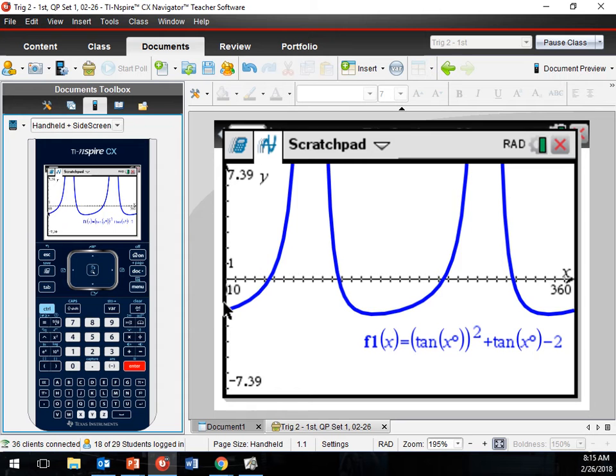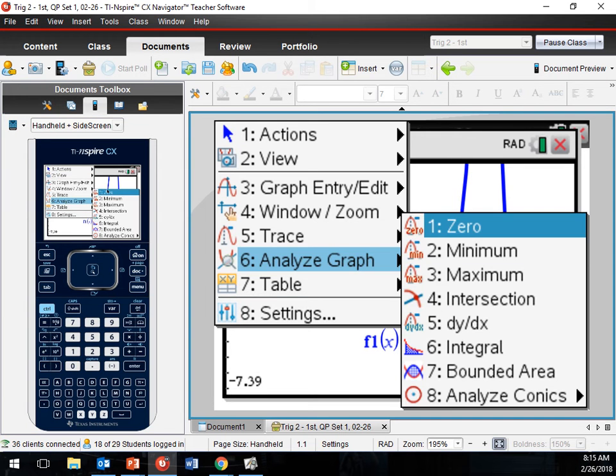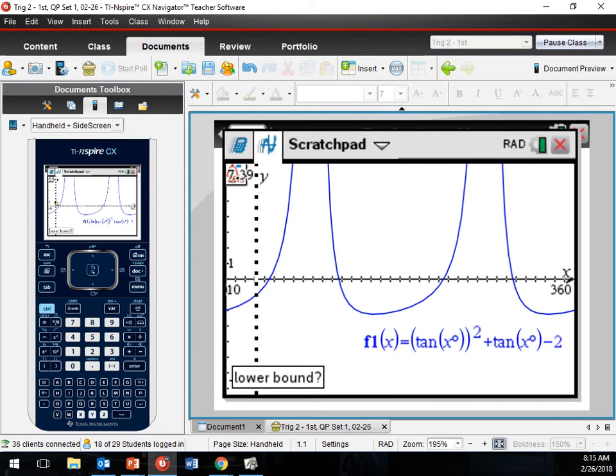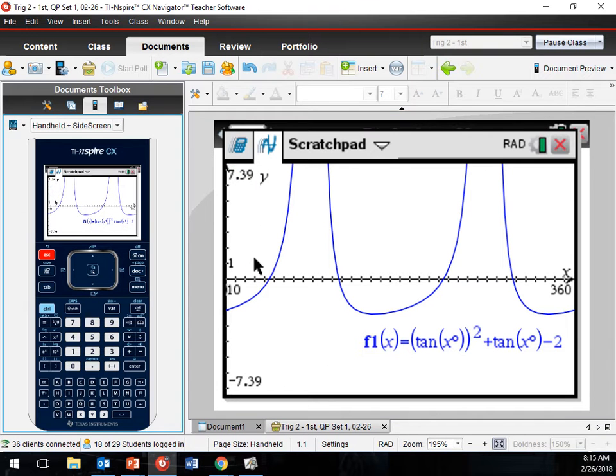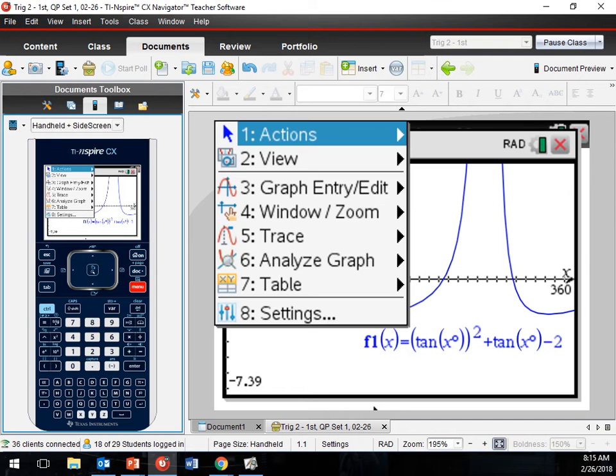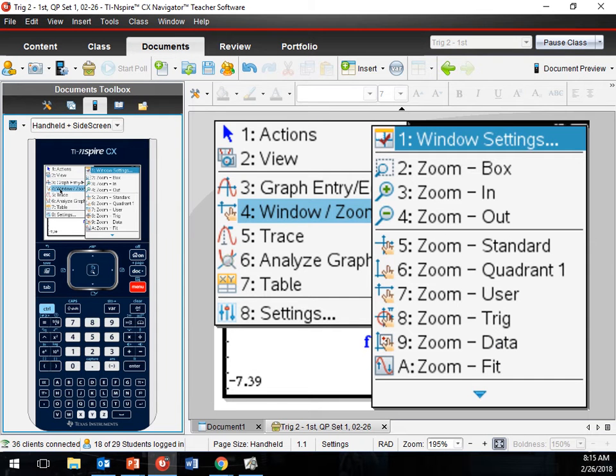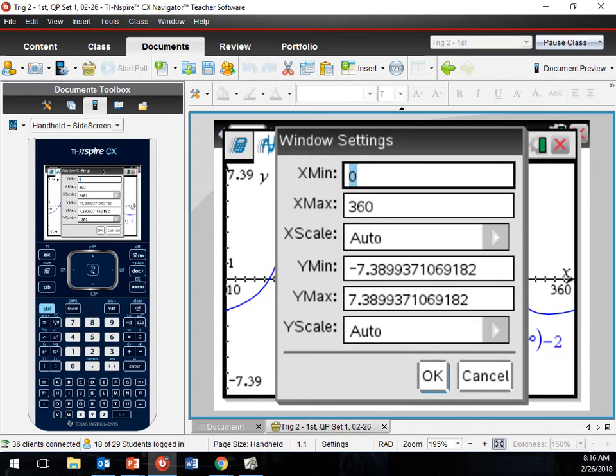Now, let's calculate those. Can you repeat how you changed the window? Did you have the graph in there? Did you do the window? No. Okay, so let's do that again. Menu, and right here it says window. So we're doing window settings, and that's where my minimum is 0, my max is 360. And that's only for my x values.